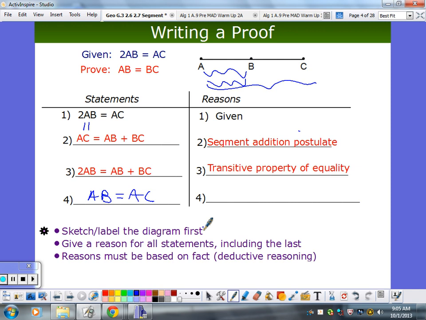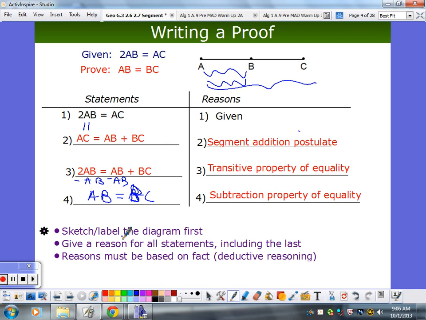Subtraction property, so how do I subtract it? Subtract AB? Yeah. So what's going on here? If I subtracted AB, right? Did I get that? So, subtraction property of equality. So that's kind of cool. We look at what we got, and you're starting to even be able to fill in the actual reasons and statements, which is good too.